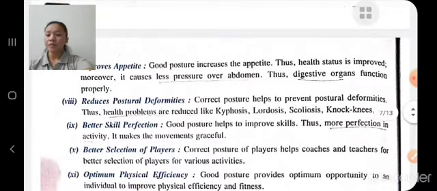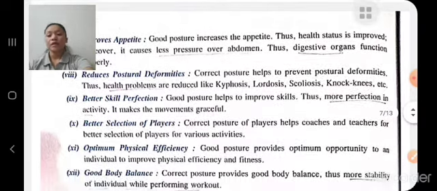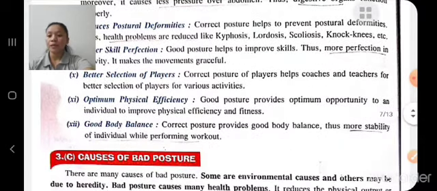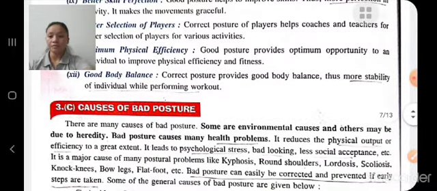Better skill perfection, his skill will be perfect. Better selection of a player. The coach looks for correct posture. If the players have correct posture, then the teachers can select for optimum physical efficiency. If the athlete has better posture, then his physical efficiency will be improved, and he will have good body balance.